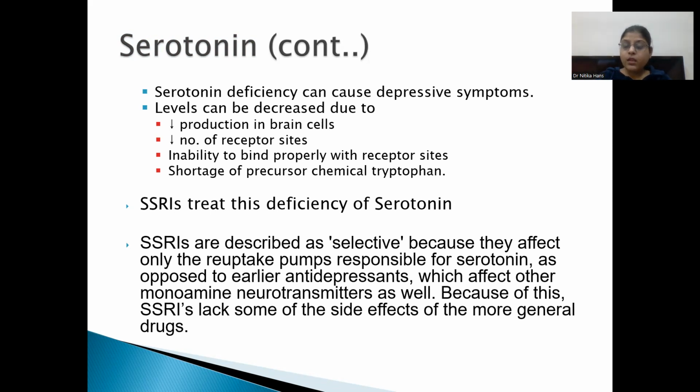SSRI stands for selective serotonin reuptake inhibitor. These are described as selective because they affect only the reuptake pumps responsible for serotonin, as opposed to earlier antidepressants which affect other monoamine neurotransmitters as well, like histamine, acetylcholine, noradrenaline. Because of this, SSRIs lack some of the side effects of the more general drugs like TCAs, which have anticholinergic, antihistaminergic, anti-adrenergic effects. SSRIs do not have these effects.